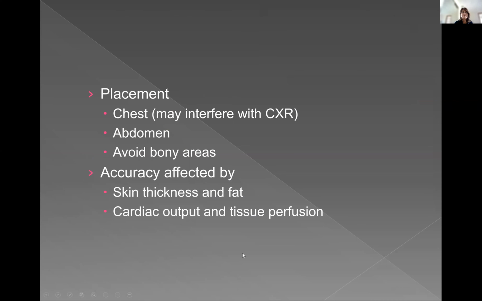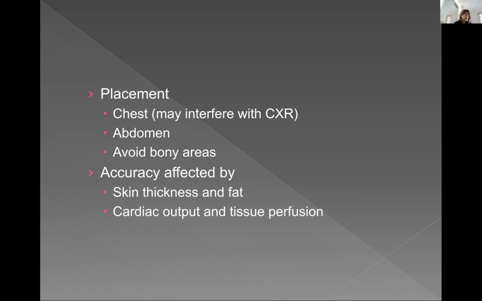All right, so for placement, you can put it on the chest, you can put it on the abdomen, avoid bony areas. You don't get good perfusion over bony areas. Accuracy is affected by skin thickness and fat, and that's why it's not used very much on adults. I've seen it on the bigger kids in the PICU, especially when they're on the oscillator and you want to know if you're not ventilating suddenly, since you can't really listen to breath sounds and notice a difference. It's nice to have the transcutaneous monitor on.